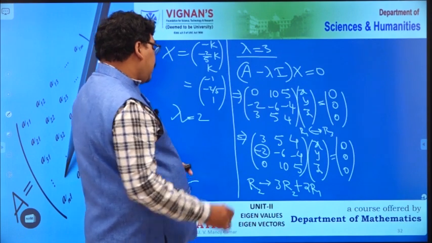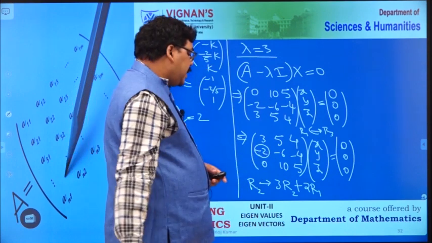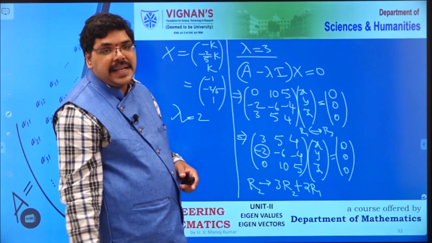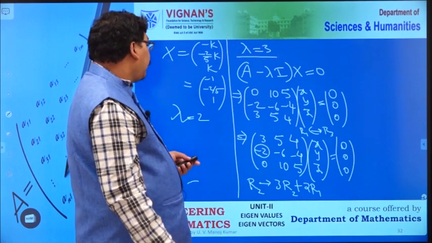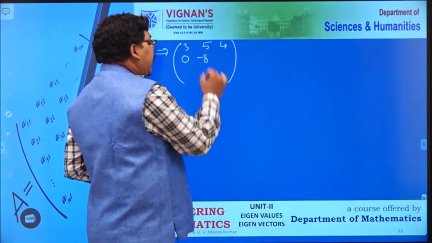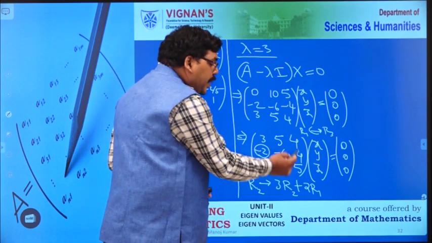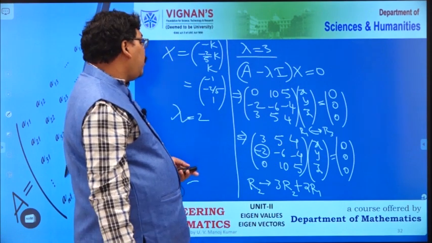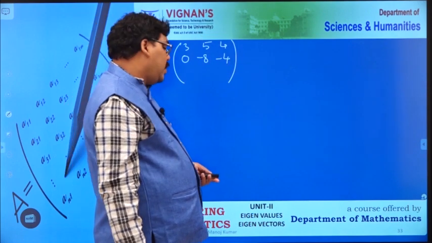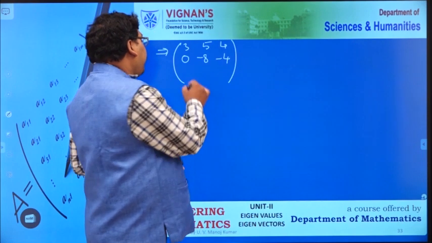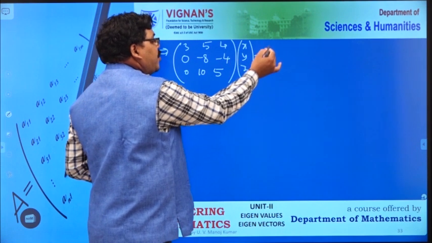And the second row becomes 0. Now you calculate this one: minus 6, 3 times R2, 3 times minus 6 is minus 18, 2 times R1 is plus 10, minus 18 plus 10 is minus 8. Next, 3 times R2 is minus 12, 2 times R1 is 8. So minus 12 plus 8 is minus 4. The third row is as it is, 0, 10, 5, x, y, z as it is, and 0, 0, 0 as it is.